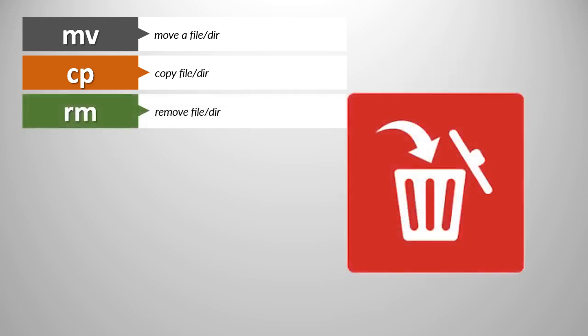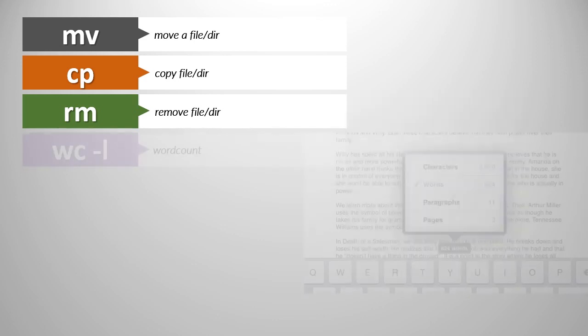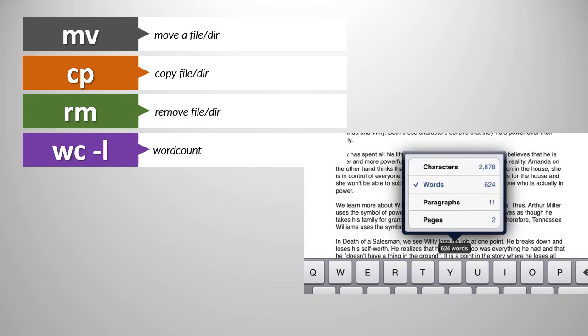The next command is mv, move a file or a directory. This command is also for renaming files and directories. cp, copy files and directories from one place to another place. rm, remove a file or directory. This is usually a delete command in some other operating systems like Windows. wc -l, word count in terms of lines.